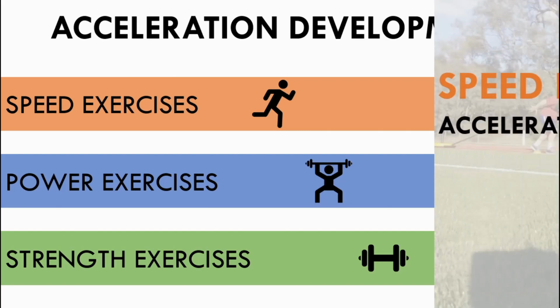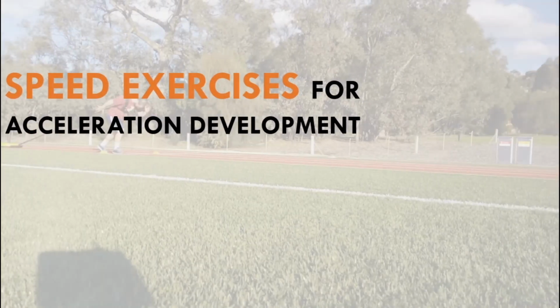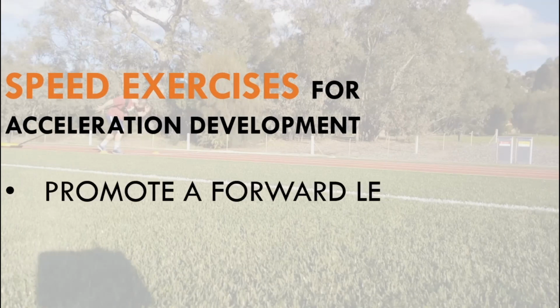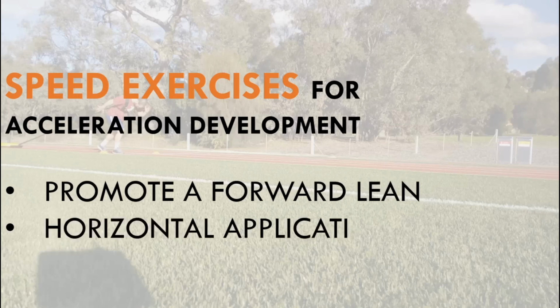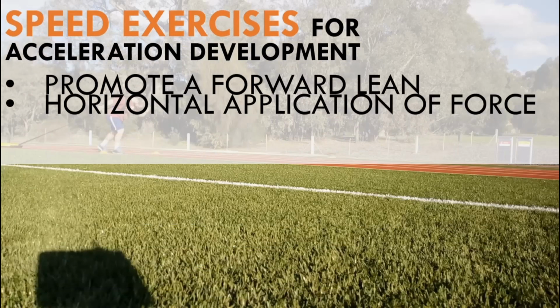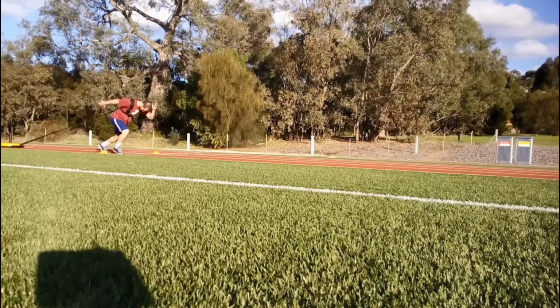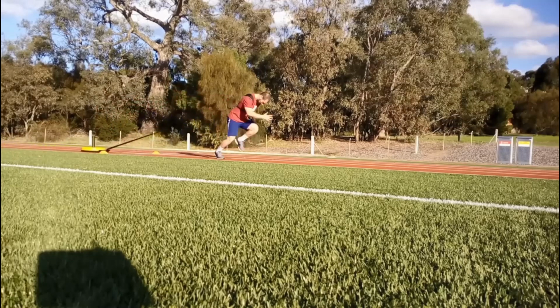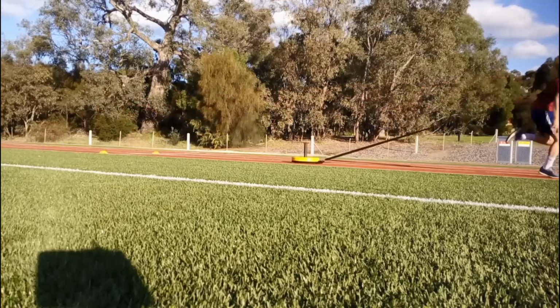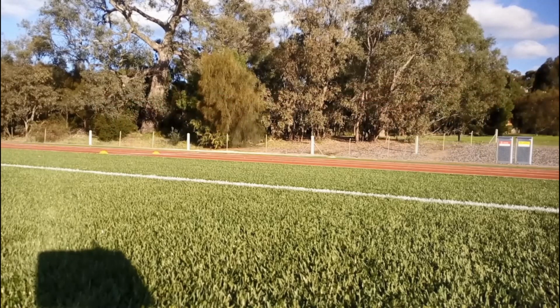Speed exercises for acceleration performance would include drills that mimic the positional demands, so sprints which promote a forward lean and a horizontal application of force would be our best choices. For example, low sprint starts, uphill sprints, and resisted sled sprints for distances of 10 to 30 meters would all be good options.